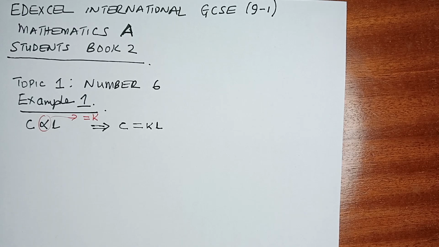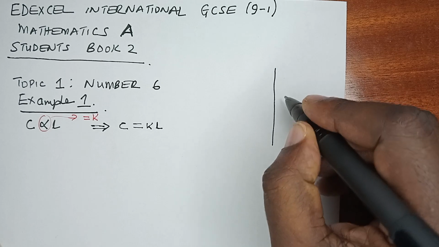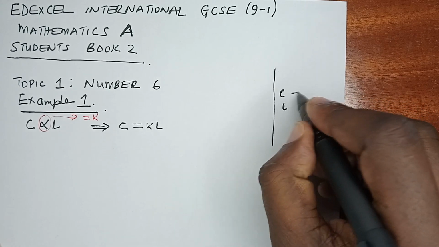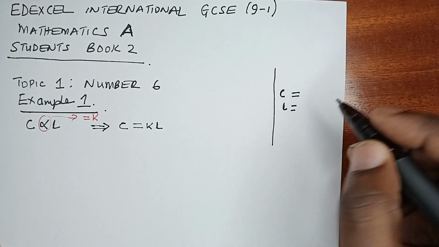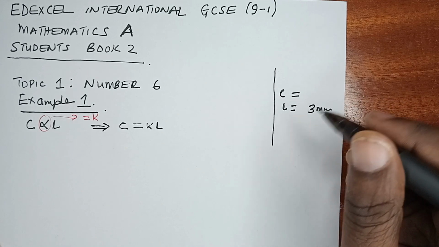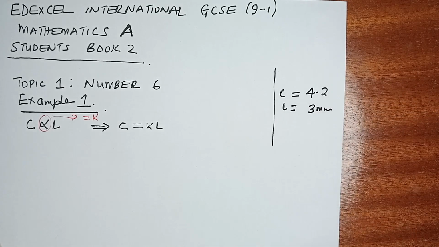And we have been given some details. We are told that the cost and the length, a 3 minute call, this is the length, 3 minutes, is costing $4.2. A 3 minute call is costing $4.2.